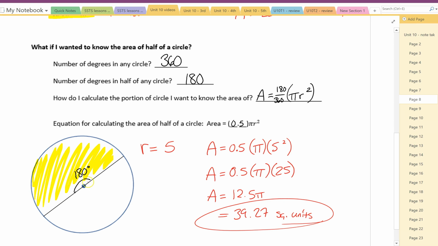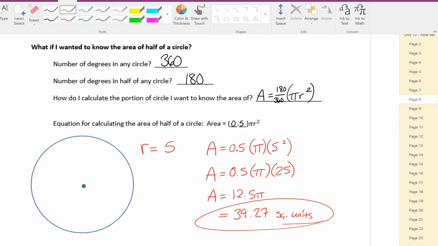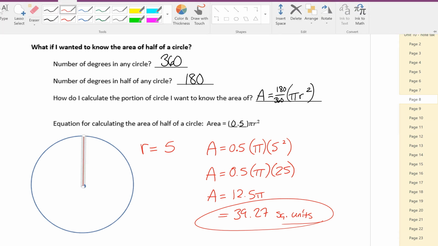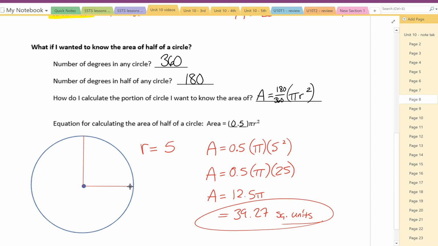Let's say instead I wanted to know how much area was taken up by just a quarter of this circle. So I'm going to erase what I have here. And instead, what I want to know is how much area is there inside of 1/4 of this circle. So if I draw a line right here and one right here, so that I have a 90-degree angle right there, what is the area inside of just this piece right here?